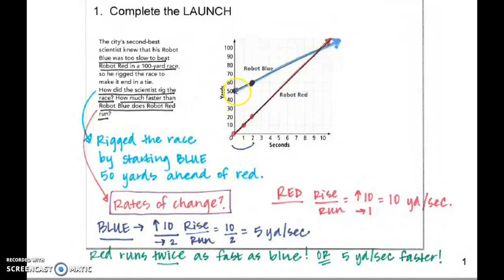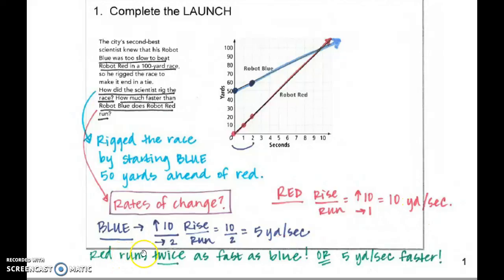Blue, if you'll notice, goes from 50 to 60, which is up 10, the rise is 10, over a run of 2 seconds. So up 10 over 2 is a rate of 10 divided by 2, 5 yards per second. Red, however, goes from 0, 0 up to 10, so it's also increasing 10, but going over 1 second. So 10 divided by 1 is 10 yards per second.